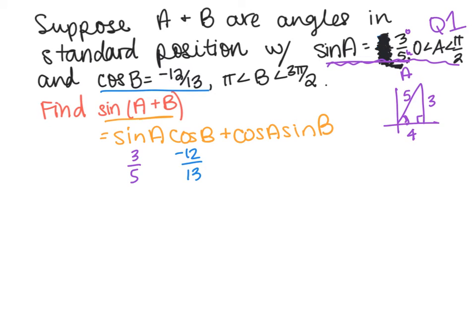Well, now we can find any trig on this triangle we want. So we needed cosine of A. Well, now we can see cosine of A, adjacent over hypotenuse, will be 4/5.